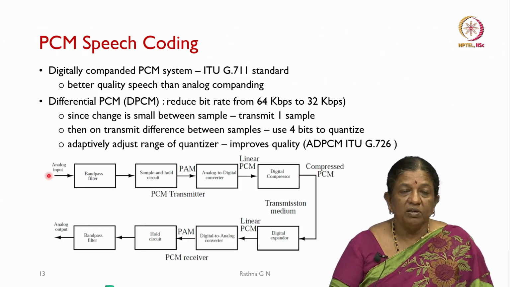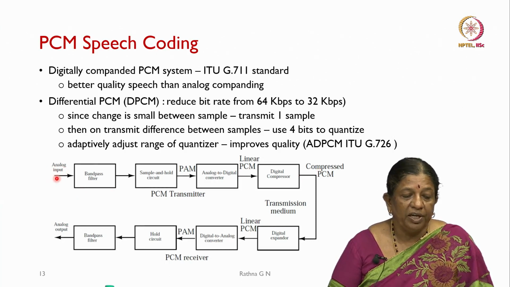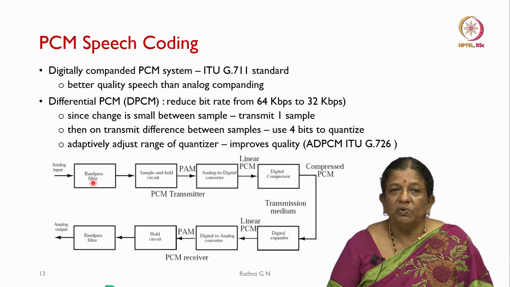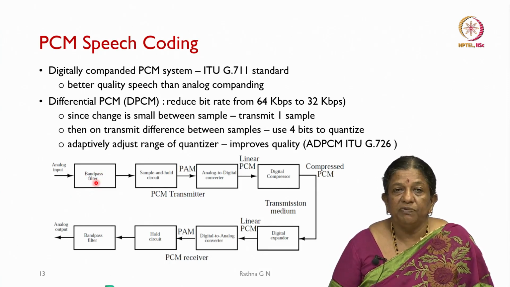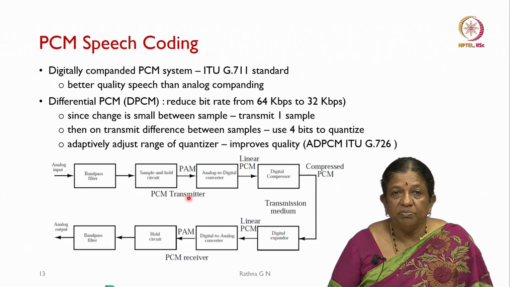So, what we have here is the PCM transmitter. You know that it is an analog input. You will be using a band pass filter to eliminate frequencies outside what we need. With 8 kilohertz sampling, we know the speech is between 50 hertz to 4 kilohertz. That is what we are interested in. That is the reason why we have the band pass filter here, and then do the sample and hold circuit basically. We call it a PCM transmitter.